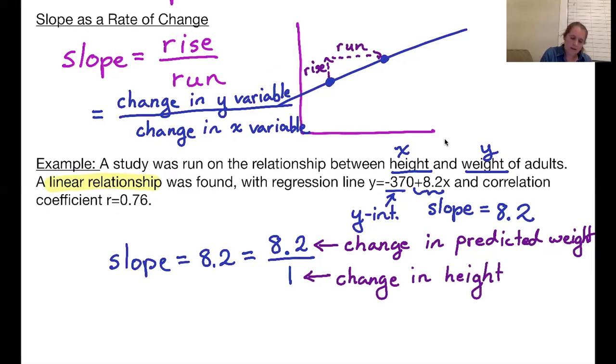So once again, just like with the y-intercepts, predicted is key. When it comes to scatter plots and regression lines, the points don't fall precisely on the line. In fact, it's often surprising if they do fall on the line. The line is just our overall pattern. It's a prediction. So we were looking at the change in predicted weight.